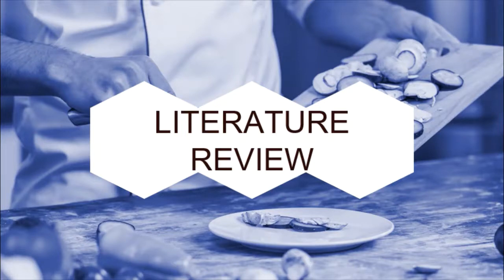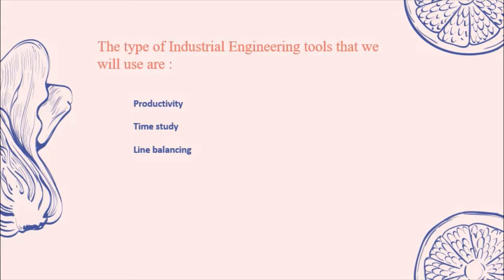Okay, so for the literature review, we will discuss the industrial engineering tools that we will use for this project. There are three industrial engineering tools that we will use for this project. First is the productivity, second is the time study, and third is the line balancing.